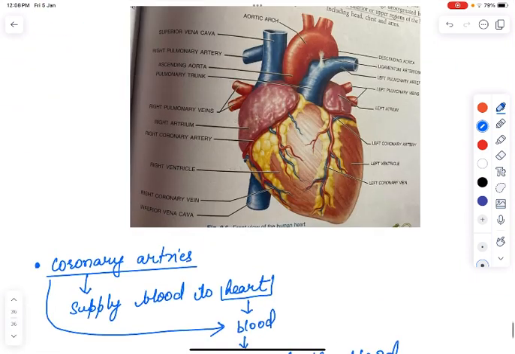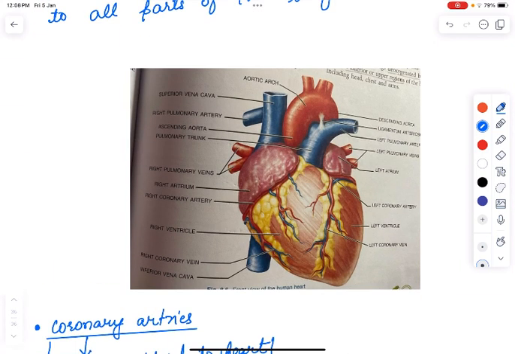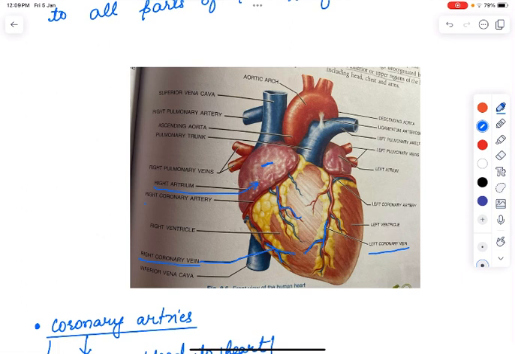See, with the help of diagram, where it is present. This blue color is coronary vein and this red color is coronary arteries. This is right coronary vein which brings blood and pours it into the right atrium, and this is left coronary artery.